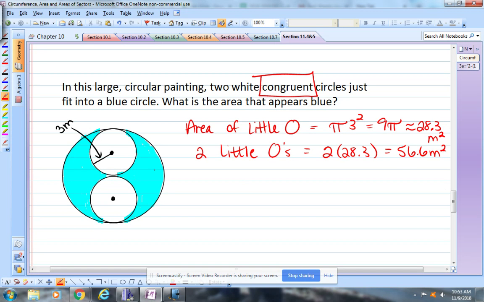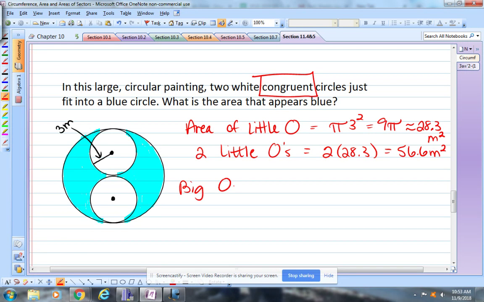To get the blue area, I need the area of the whole big circle. If I take the area of the whole big circle and then subtract both of their areas, I have what's left over in blue. Does that make sense? I take the area of the whole circle, subtract off the two white circles, and that leaves me the area of the blue parts. So to get the area of the whole big circle, I need a radius, right?